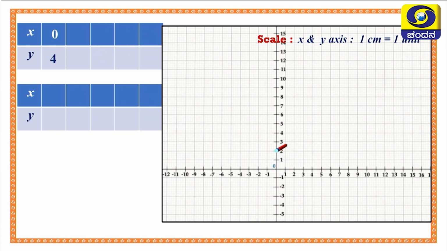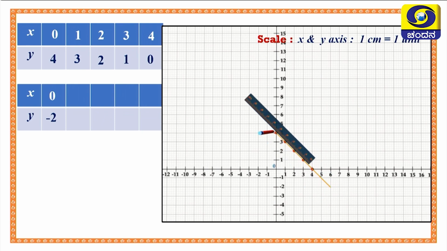Where is 0, 4? Yes, x is 0, y is 4. And again 1, 3. 1 unit on the x axis, 3 units on the y axis. Again 2, 2. Again 3, 1. Again 4, 0. This is the value we get for the first equation. Now, just join all the points, it will become one straight line when you join all these points.